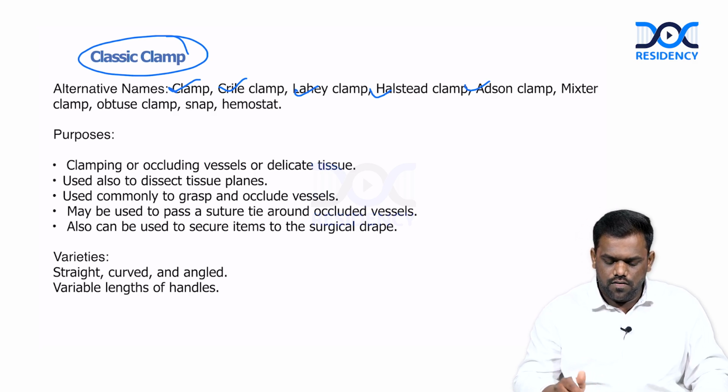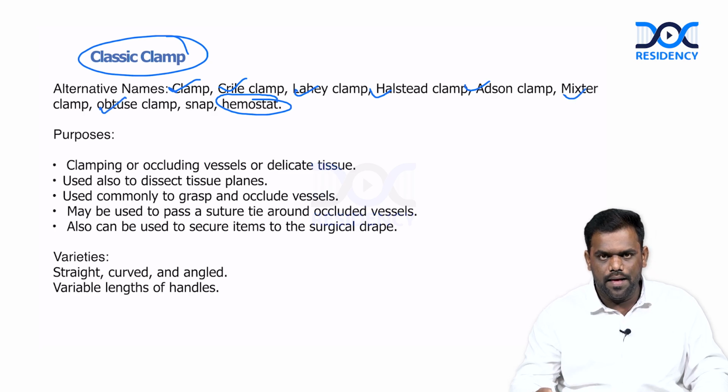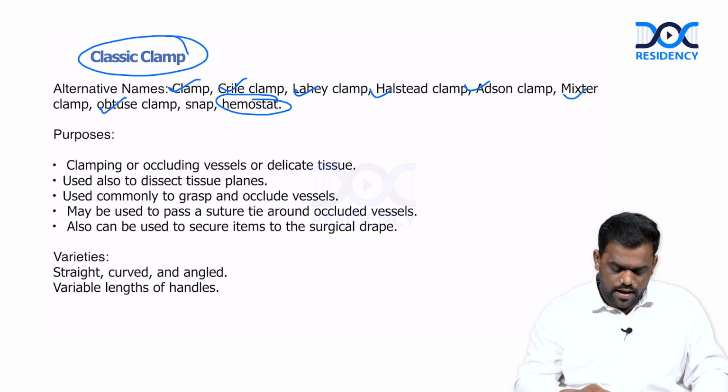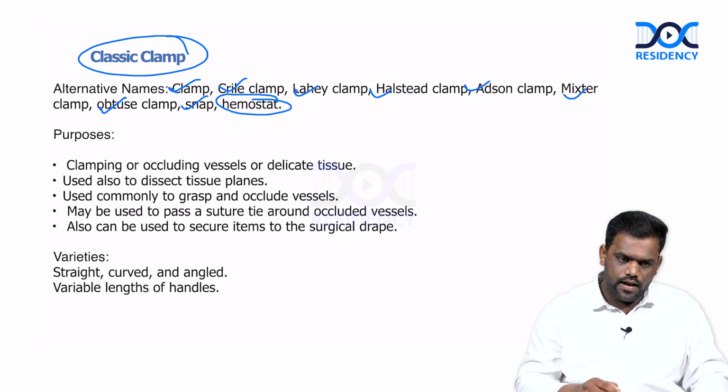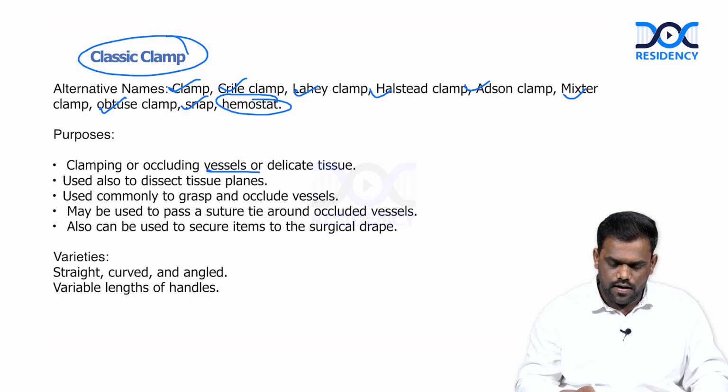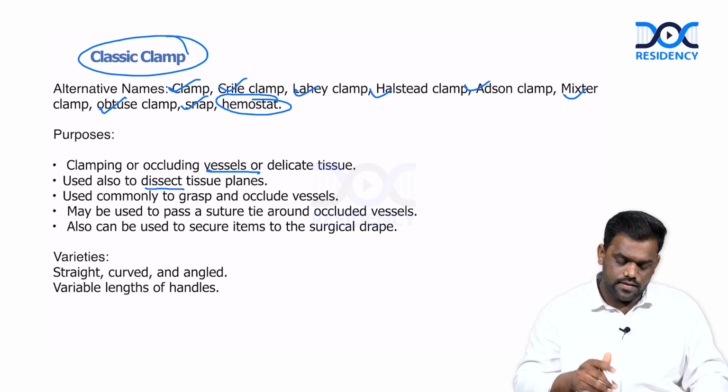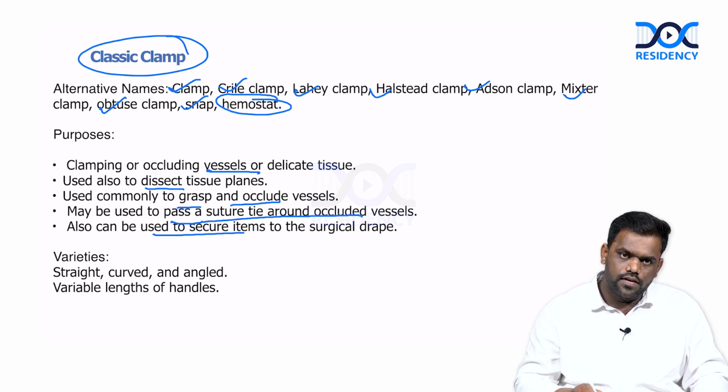It is also called a hemostat, or Kocher clamp, snap. The main use of this clamp is occluding vessels or delicate tissues. It can also be used to dissect tissue planes, commonly to grasp or occlude vessels, and it may be used to pass a suture tie around the occluded vessels. Also used to secure items to the surgical drapes.